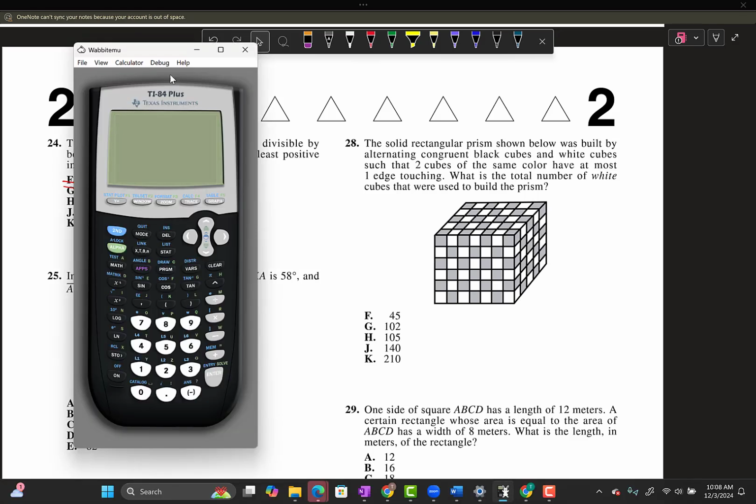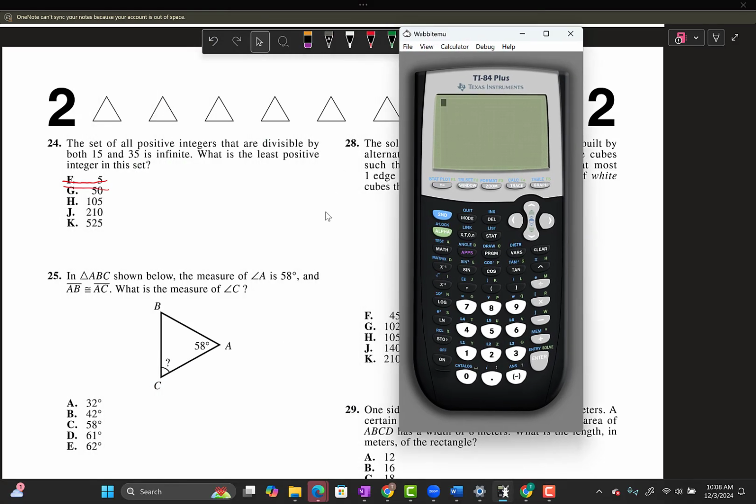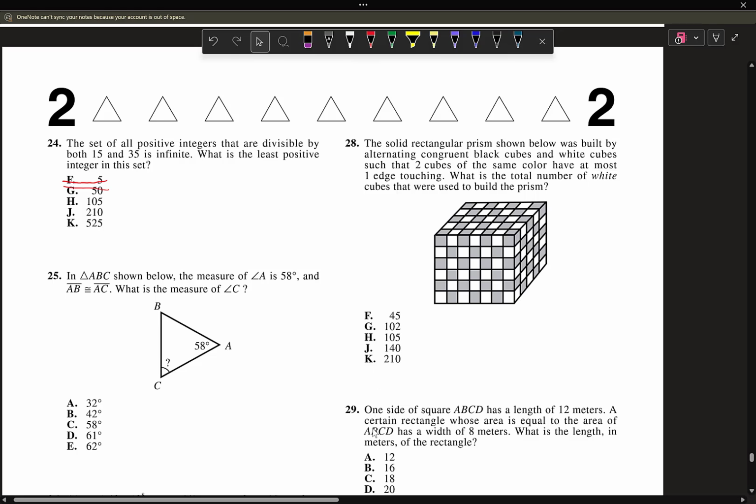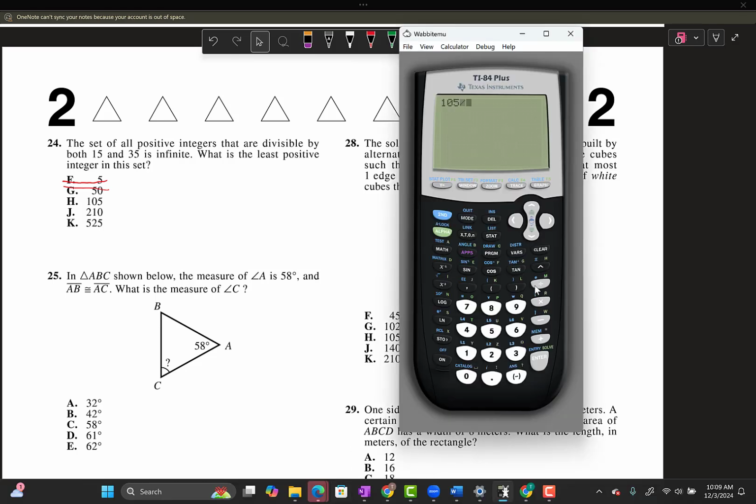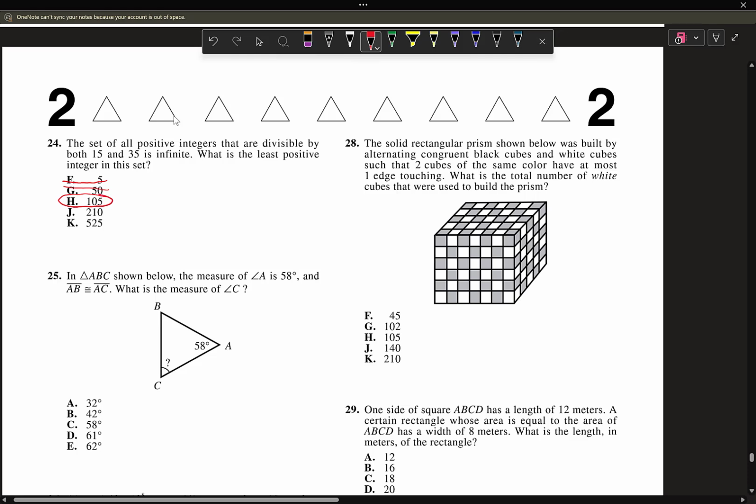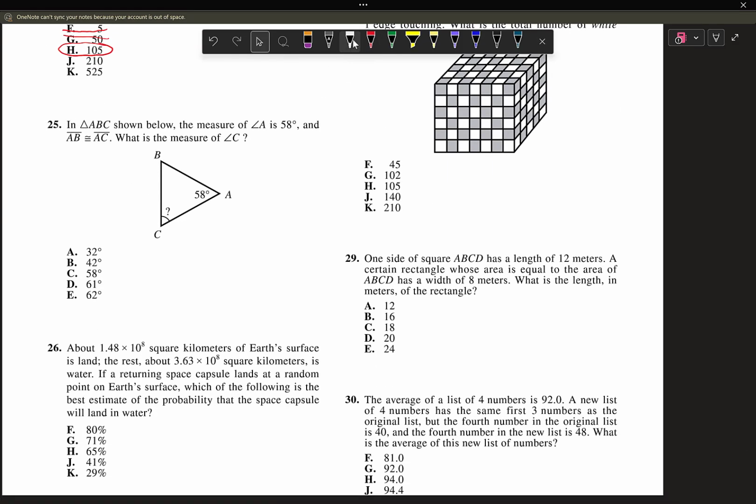The rest of these will need to break out a calculator. So 105, and we want to work our way smallest to largest because we want the least positive integer in this problem. So 105 divided by 15 is 7, and 105 divided by 35, I think that's 3. Yeah, so that's it. 105 is the least positive number that is divisible by 15 and 35.